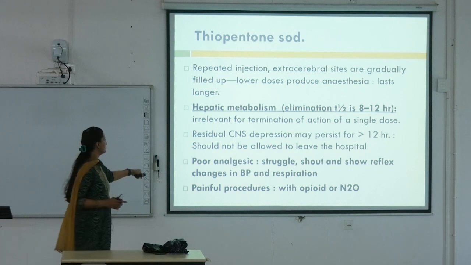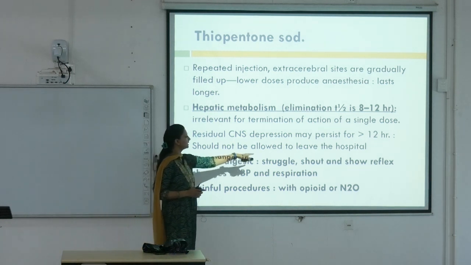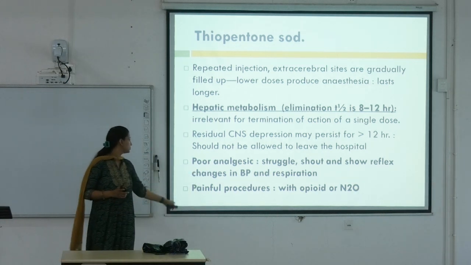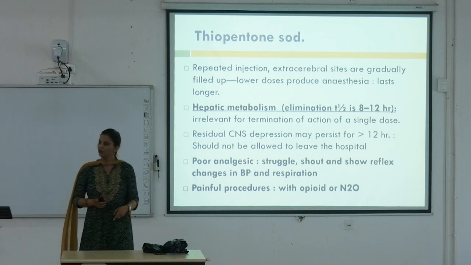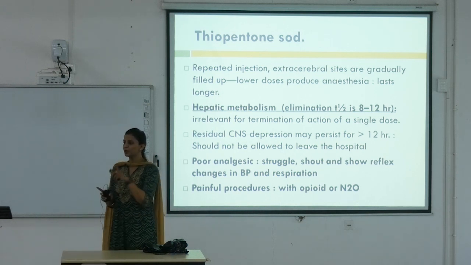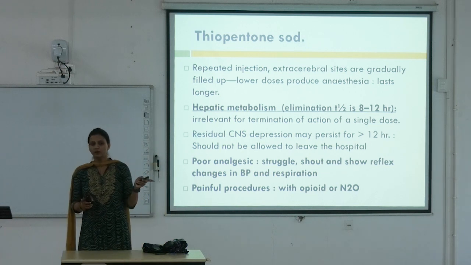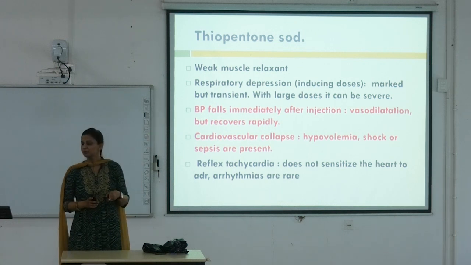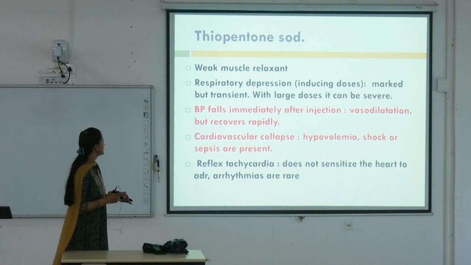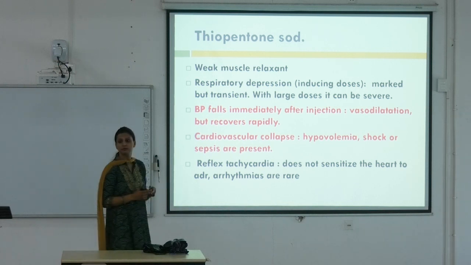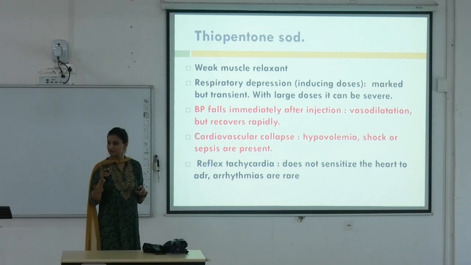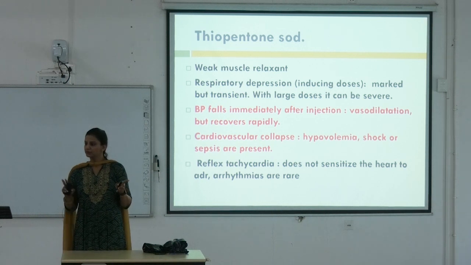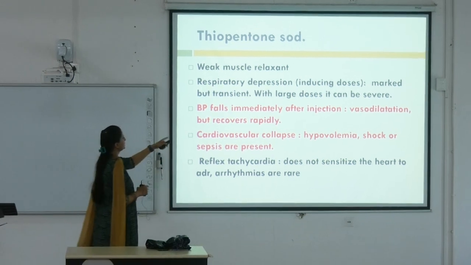So this is a poor analgesic. Patient will struggle, shout, and show reflex changes in the BP and respiration. Painful procedures with opioid or nitrous oxide. Understood why opioid or nitrous oxide has to be given? Because it is a poor analgesic. It is a weak muscle relaxant. So you have to add a muscle relaxant. Muscle relaxant কি দেওয়া হয়? Generally succinylcholine. Yes? পড়া হয়েছে? Local anesthetics, muscle relaxant এগুলো পড়া হয়ে গেছে তো? Okay.